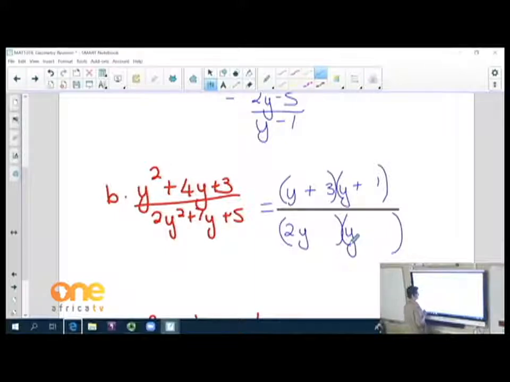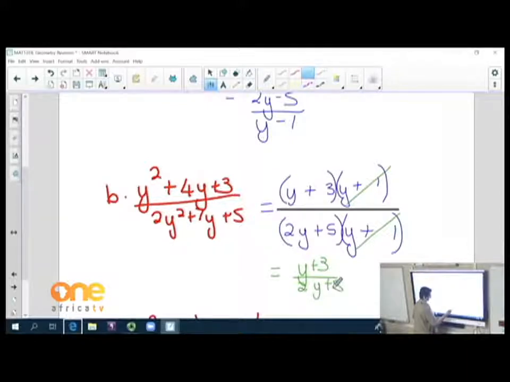5 and 1 will be the others. There's a 7y in the middle. So that one is then 5, and there's 1. Signs are equal. Both will be positive. 5y plus 2y gives me the 7y. Now I can cancel. So that's going to cancel, and your answer is y plus 3 over 2y plus 5.